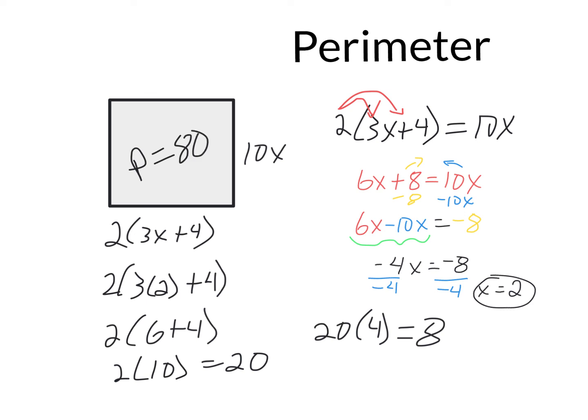And that's how you use algebra, by setting up equations to determine x and eventually find the perimeter of a square.